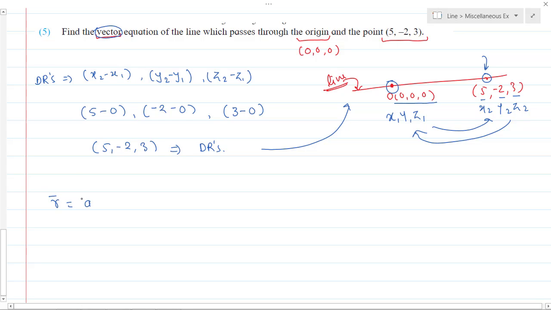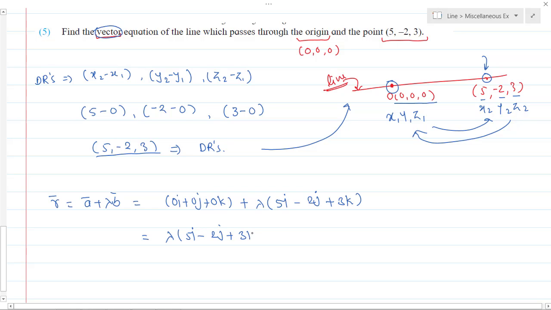Perfect. So let me write the equation in vector form. r bar equals a bar plus lambda b bar. So a bar is 0i plus 0j plus 0k, plus lambda into the bracket. The direction ratio means the parallel vector, so it becomes 5i minus 2j plus 3k. That's it. This becomes my equation of the line in vector form: lambda into (5i minus 2j plus 3k). This is the answer, the vector equation of the line passing through the origin and the other point.